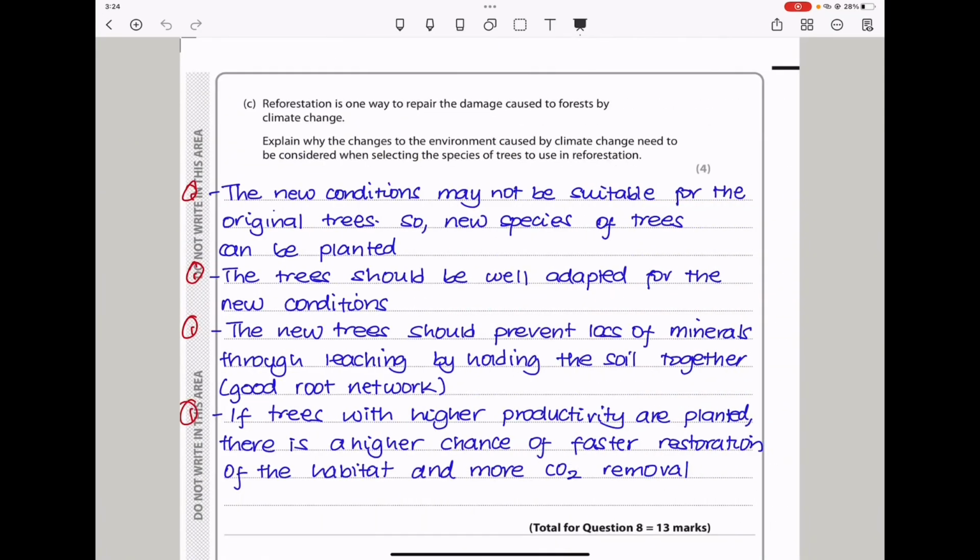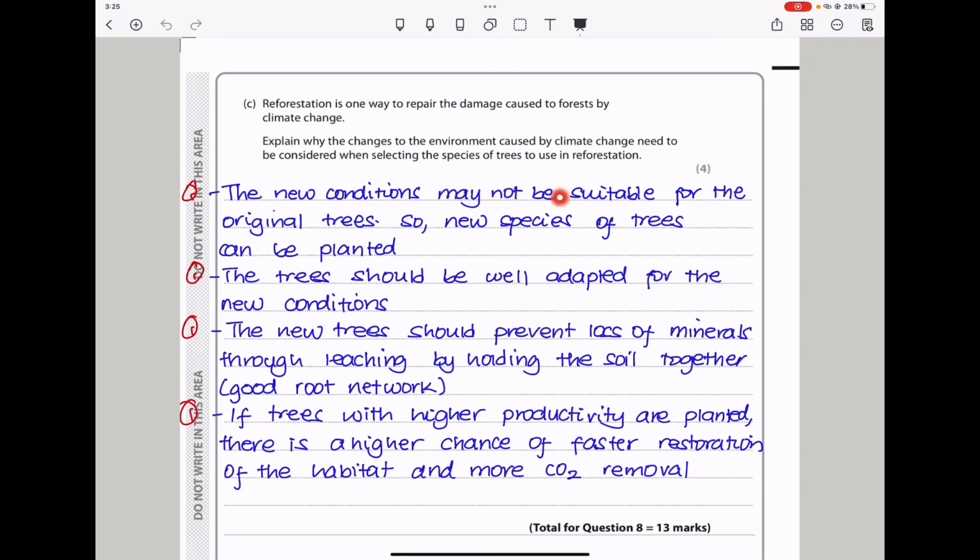In part C, reforestation is one way to repair the damage caused to forests by climate change. Explain why the changes to the environment caused by climate change need to be considered when selecting the species of trees to use in reforestation. Remember, when destruction of trees has occurred, the habitat is going to be changed. There will be no more trees to compete with for sunlight. So when we are planting the new trees, we have to make sure we consider so many biotic and abiotic factors that will lead to the faster regeneration of the habitat.